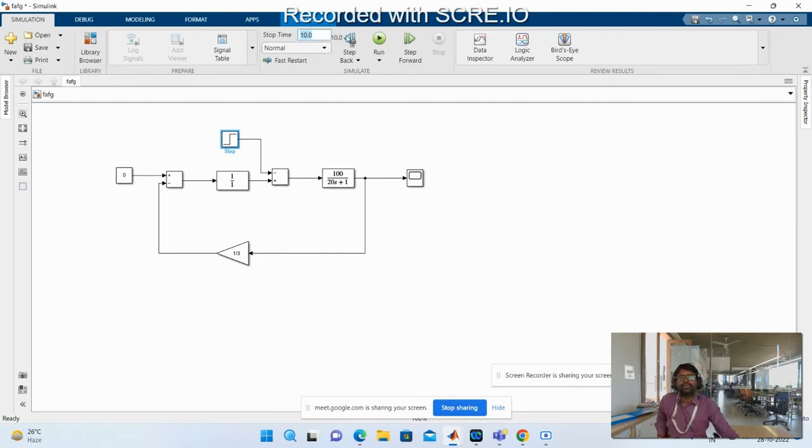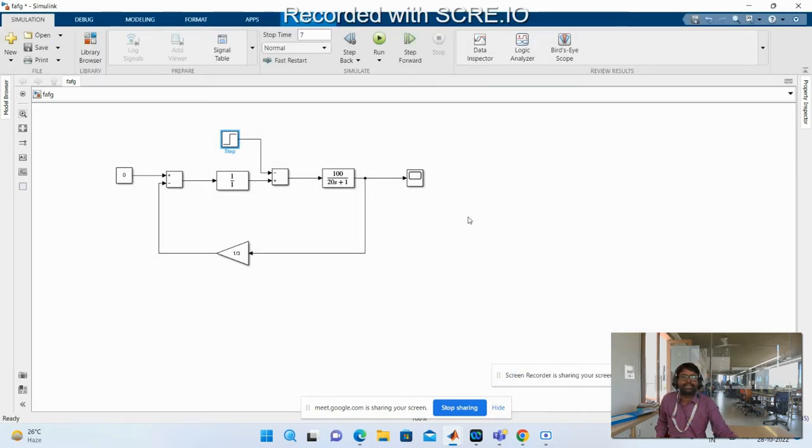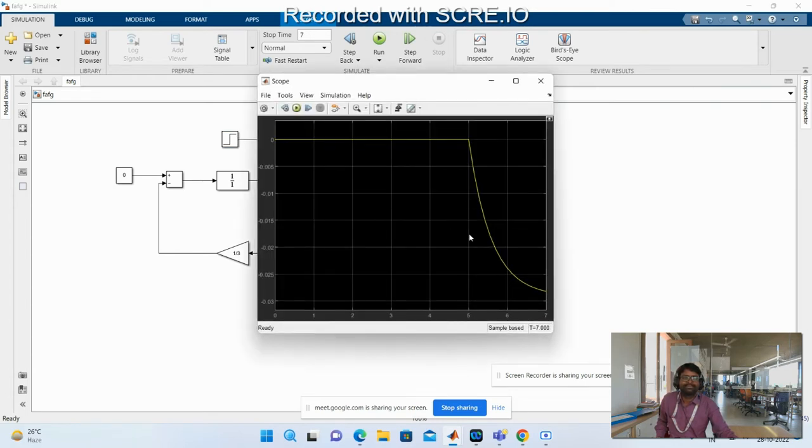Okay. So I want to run this simulation for 7 seconds. Just set stop time to 7. That means the simulation will run from 0 to 7 seconds. Stop time equal to 7. So now click on the run button. Compiling 100% completed. Now click on this scope block.